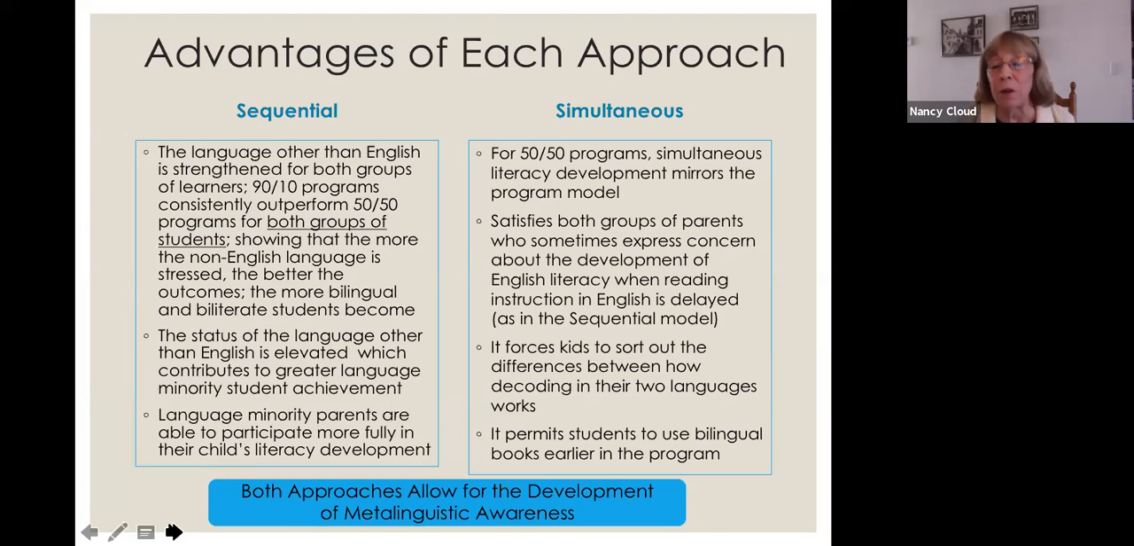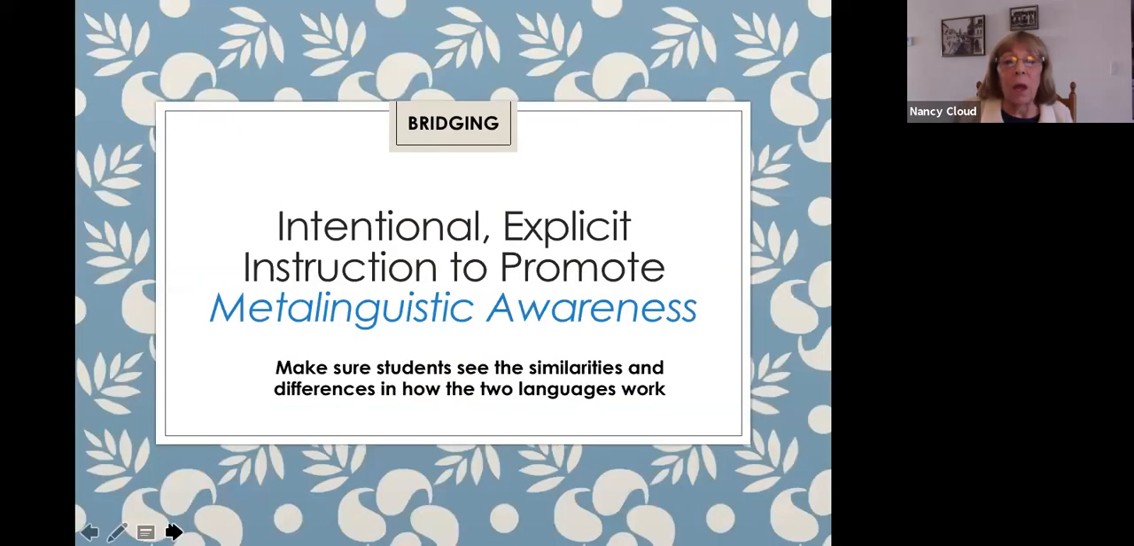But there's always a way to use bilingual books, I want to say that, and do translanguaging. And there's always a way to express our valuing of both languages. And both approaches will allow you to develop metalinguistic awareness in your students. So these are the types of things that we will be working on as we develop literacy.